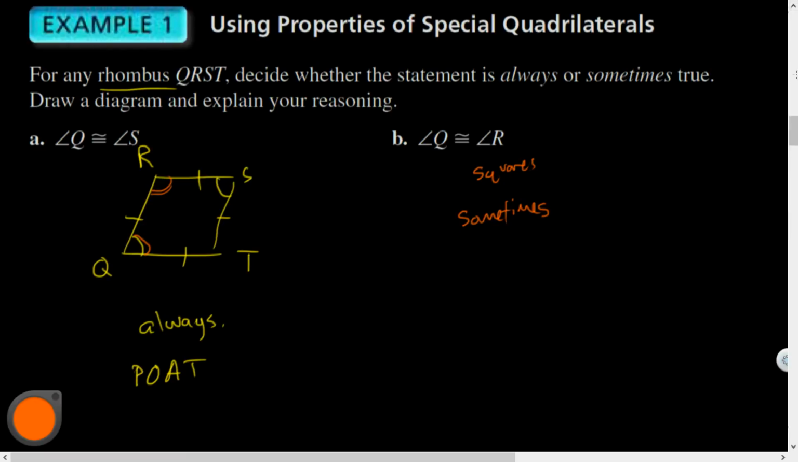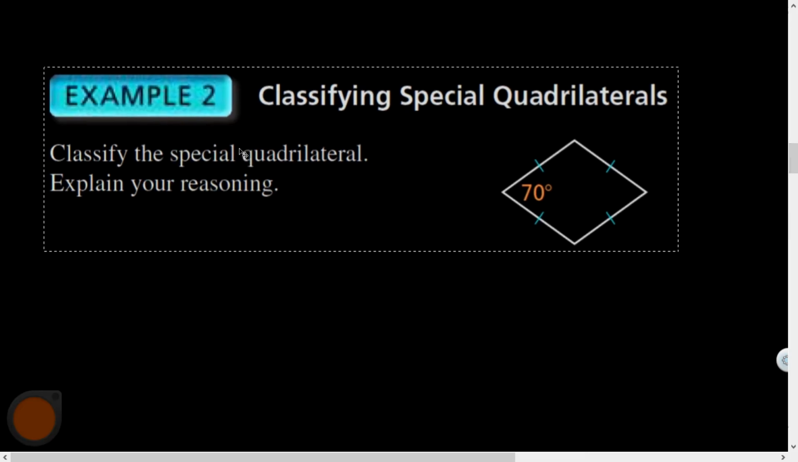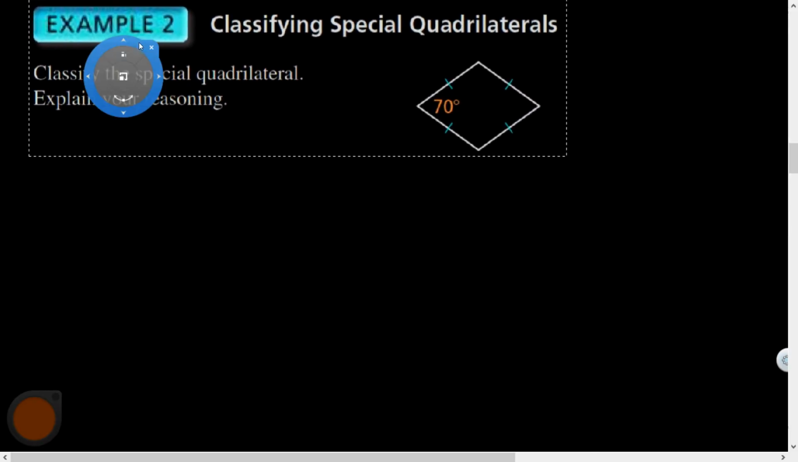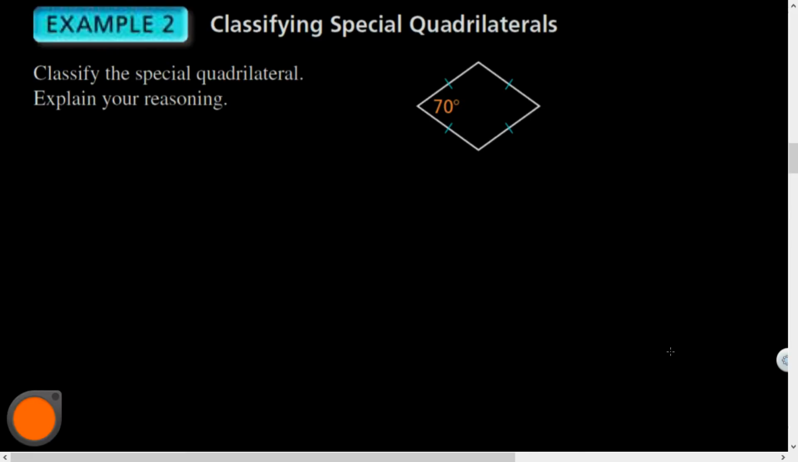All right, here we go. Un otro ejemplo. Ejemplo dos. All right, here we go. Classify the special quadrilateral. I just want to let you guys know you're all so special, in case you didn't know that. So here we go. Classify the quadrilateral.